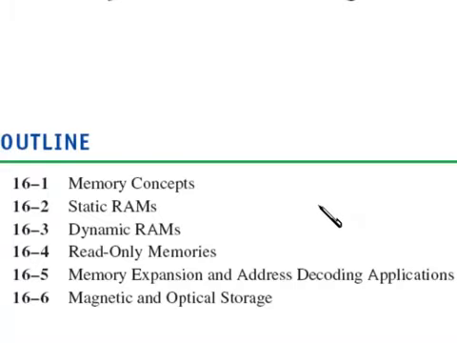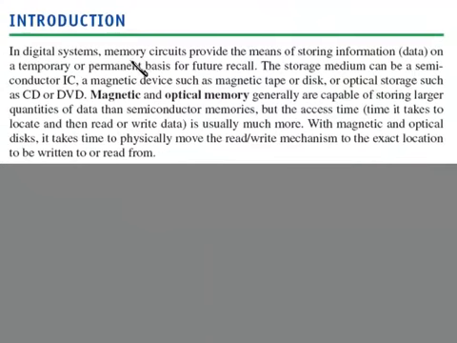magnetic and optical storage. In digital systems, memory circuits provide the means of storing data on a temporary or permanent basis for future recall. The storage medium can be semiconductor ICs, magnetic devices such as magnetic tape or disk, or optical storage such as a CD or a DVD. Magnetic and optical memory generally are capable of storing larger quantities of data than semiconductor, but the access time, or the time it takes to locate and then read or write data, is usually more. With magnetic and optical disks, it takes time to physically move the read-write mechanism to the exact location to be written or read from.